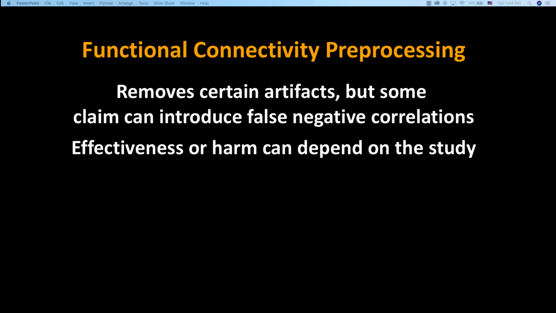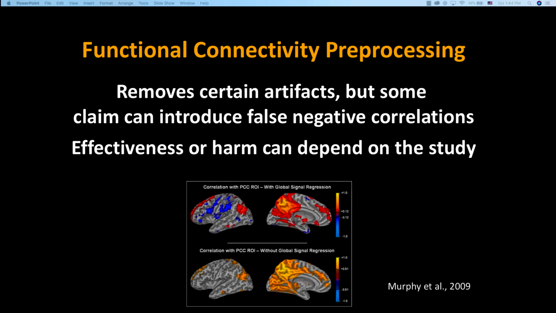So, yes, this removes certain artifacts. It can account for certain sources of noise, but it also can introduce false negative correlations. So like I said, if you have a lot of noise in your study, GSR might not be such a bad idea.